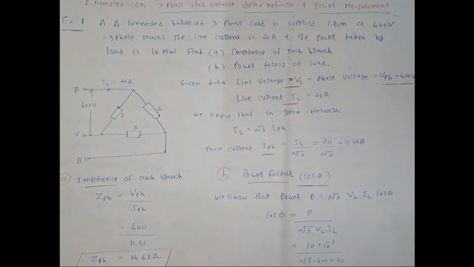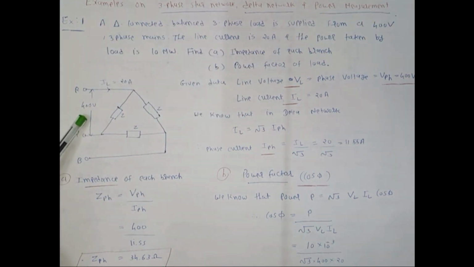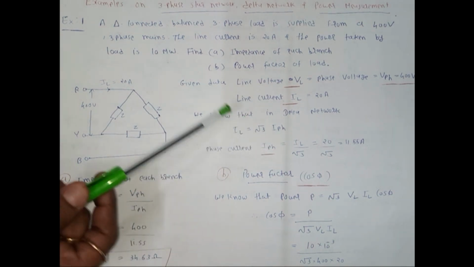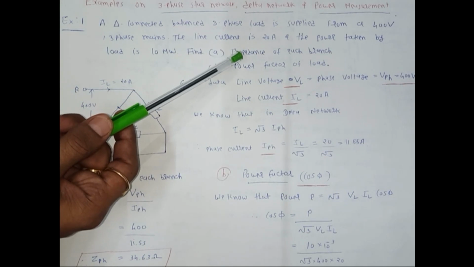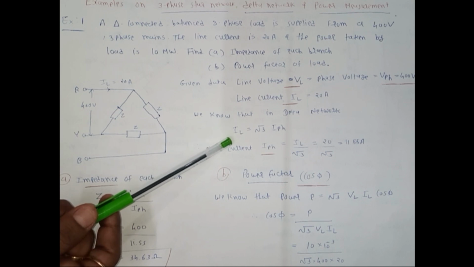Okay, so first of all, this is a delta network. A 400 volt supply is given. Line current is given as 20 ampere. In a delta network, line voltage and phase voltage are the same and line current equals root 3 phase current. So we have to find the impedance, but for that we have to find the phase current.